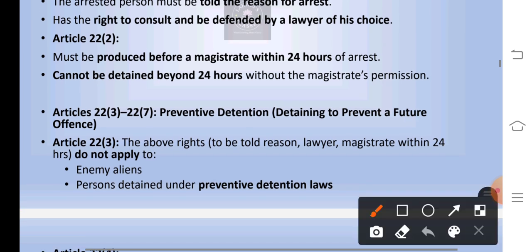Next, Article 22 Clause 3 to Clause 7 discuss preventive detention, that is, detaining a person to prevent a future offence. If someone has committed some offence or disturbed the public order, he will be detained so that he will not commit any kind of future offence.